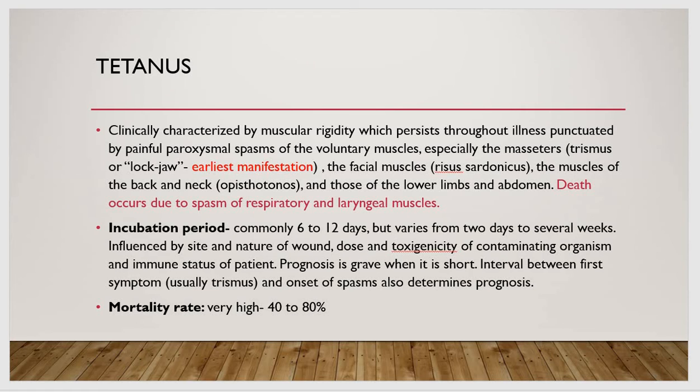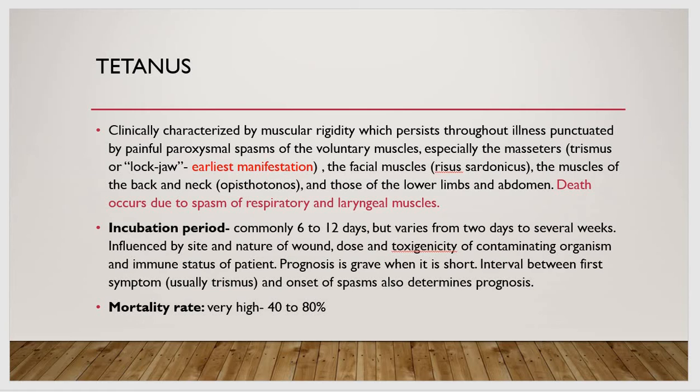Earlier it was up to really 80%, but these days, due to the practice of various hygienic measures, it has decreased. The mortality rate has decreased, but still it's not very much decreased. It still ranges from 40 to 80%. We take a range. So death in cases of tetanus occurs due to spasm of respiratory and laryngeal muscles. Since spasm and muscular rigidity are occurring, if these occur in respiratory and laryngeal muscles, death occurs due to that.